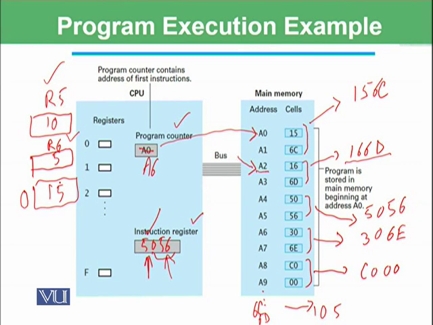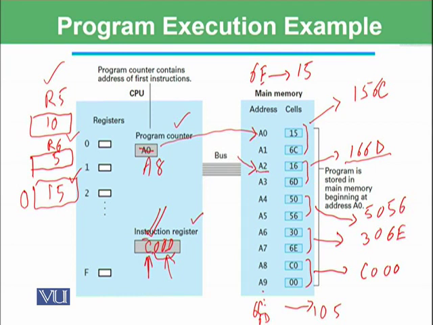Next time, when this has been executed, the next instruction will be fetched from A6, that is 306E. 3 means store. Store means you want to store some information from the register to the main memory. What to store? The content of register 0, which is 15. It should be stored at the address 6E. So there is another address in the main memory known as 6E, and that will hold the value 15, and the program counter is now pointing to A8. And the next instruction is C000. This instruction means that you should stop your program.